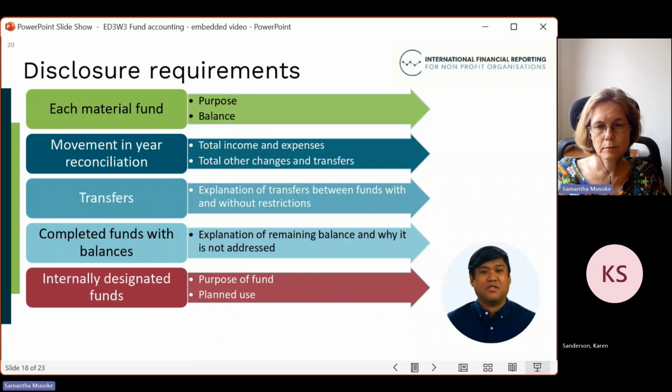The reasons for any transfers between funds with restrictions and funds without restrictions is required. An explanation is required for any balances on a fund with restrictions, where the purpose of the fund has ceased, but the balance has not or cannot be transferred to funds without restrictions. Finally, details are required of the purpose and any planned use of internally designated funds.